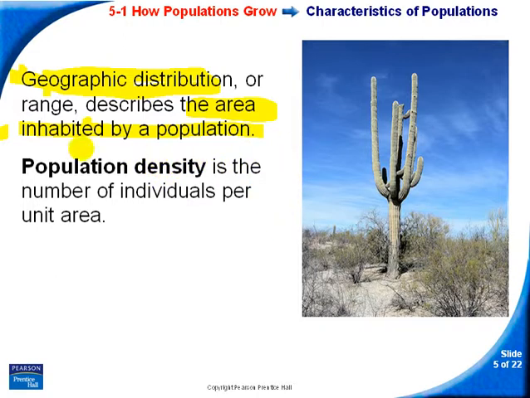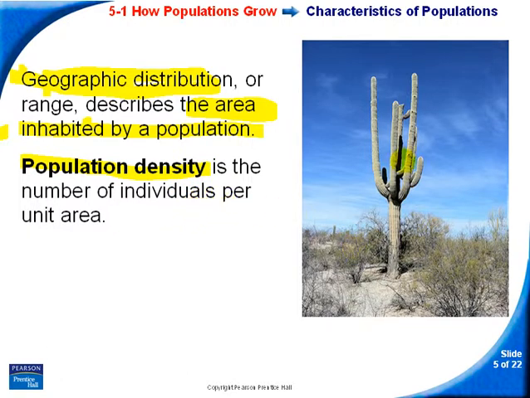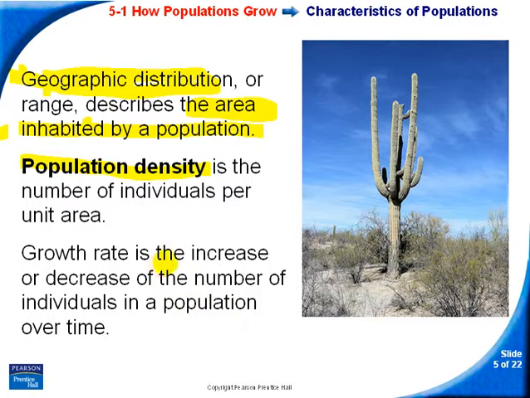Now population density, and that's the number of individuals per unit area. You can see this saguaro cactus. It has a very low density. There's only one within the view of this picture. But you look at these smaller pictures here, maybe it's sagebrush, I don't know, but you can see there's a lot of them. So that would be high density within a given area. There's a lot of these, but within the given area, there's very few cacti. And lastly, growth rate is the increase or decrease of the number of individuals in a population over time.